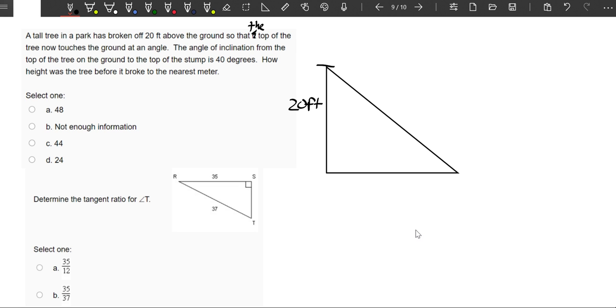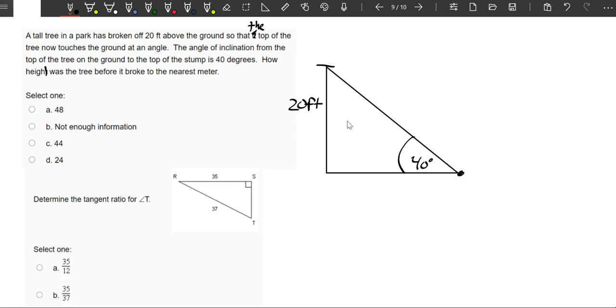Angle of inclination from the top of the tree on the ground to the top of the stump. So the top of the tree used to be standing up, here's its top now. Okay, to the top of the stump, here's the broken off part of the tree, is 40 degrees. How high, oh man, was the tree before it broke?